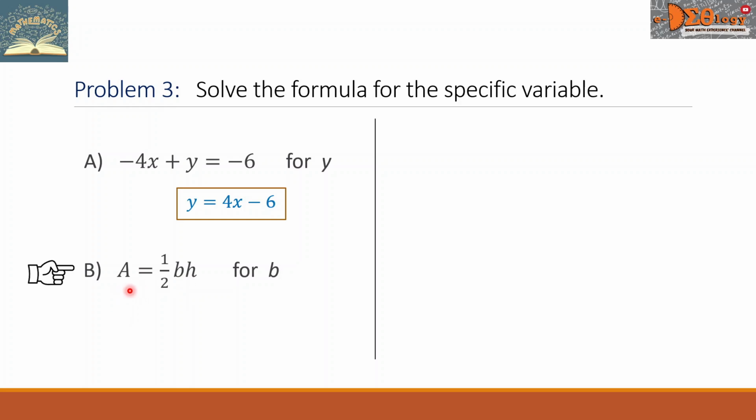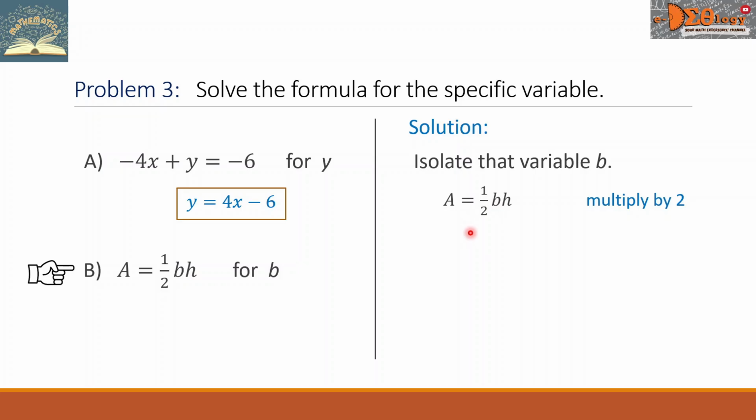Problem B. A equals 1/2 times BH for the variable B. We're going to isolate that variable B. We copy our equation. Note that we have a fraction. So we multiply this by this denominator. So it becomes like this. This number 2 we multiply to the left side and to the right side. On the left side it becomes 2a, while on the right side this 2 and the denominator 2 will cancel out. So the right side is only BH.